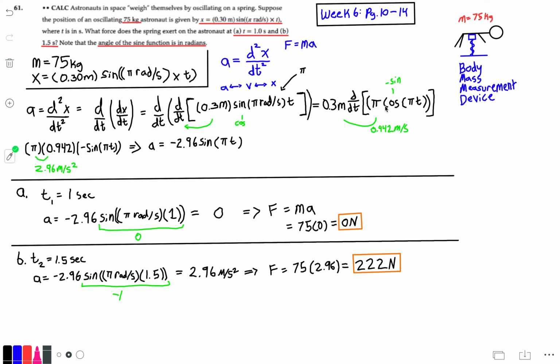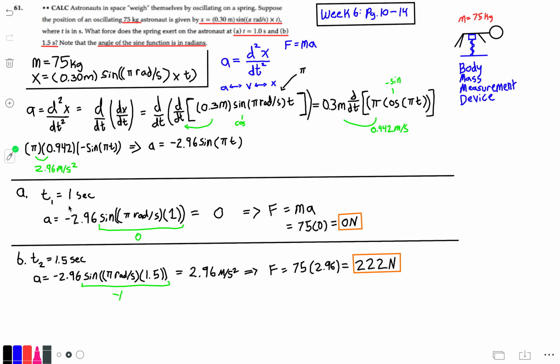We remember that the derivative of cosine is negative sine. So plugging back in here, we get 2.96 meters per second squared. From here, we can simplify our equation. We get that the acceleration is equal to negative 2.96 sine of pi times time.